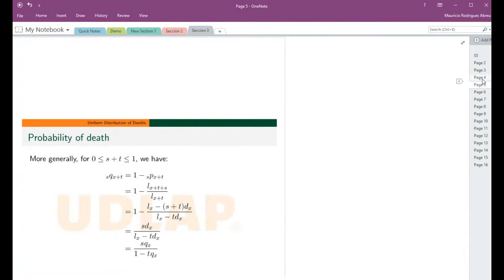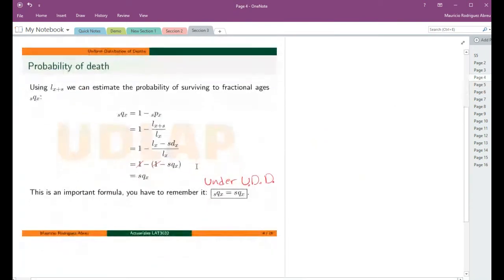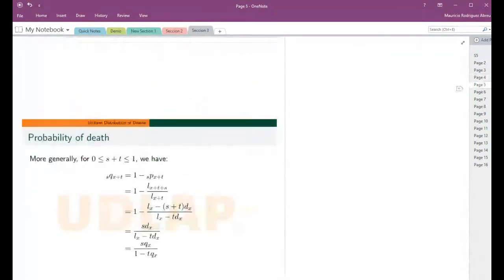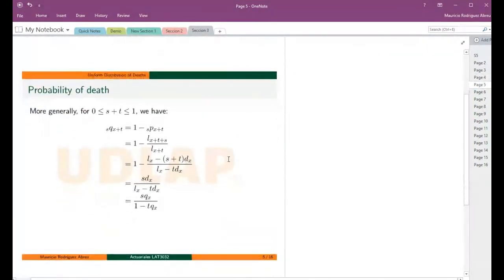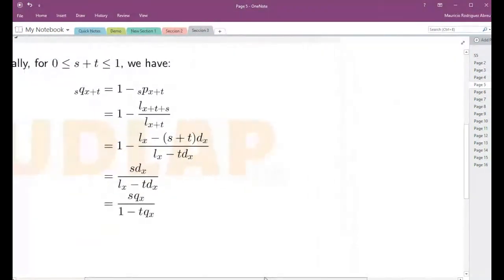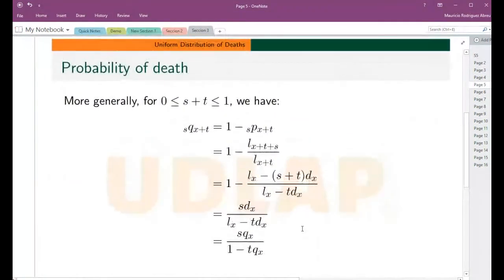So, what am I doing? I don't have the example here. Oh, yes, this is important. More generally, this is something that we're going to find sometimes: not only fractional duration, but also fractional ages. For instance, in this scenario, S plus T don't necessarily have to be less than 1, but we're going to try to express these probabilities with that condition.